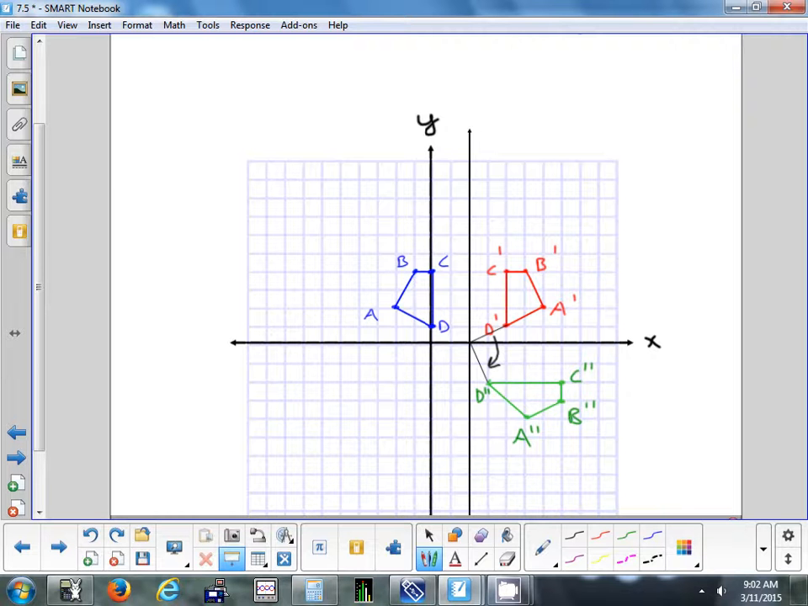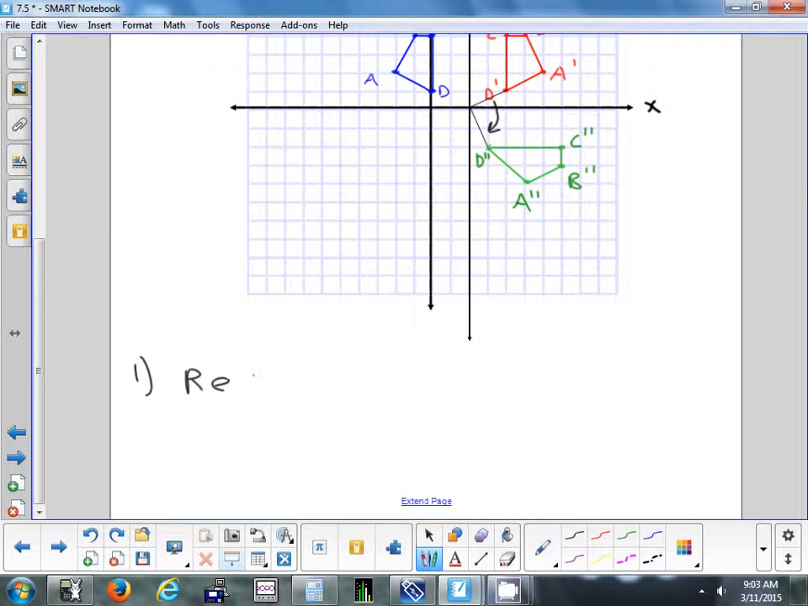Yep. Right, A, B, C, D, and A prime, B prime, C prime, D prime. So forget about the green one for now. Just look at the blue and the red. What kind of transformation would you do to change the blue into the red? Okay, it is a reflection. And now we've got to be a little bit more specific about a reflection where. Because there's all kinds of ways you can reflect. Okay, so let's start writing down what we've got.